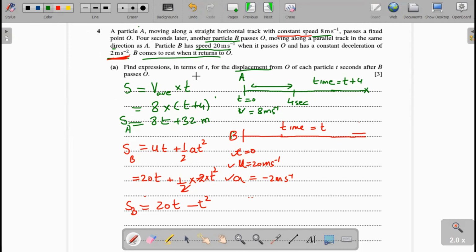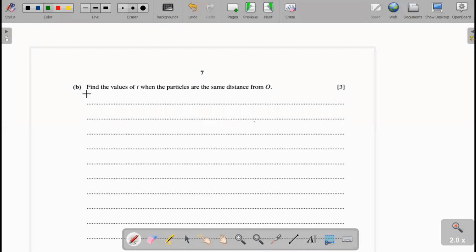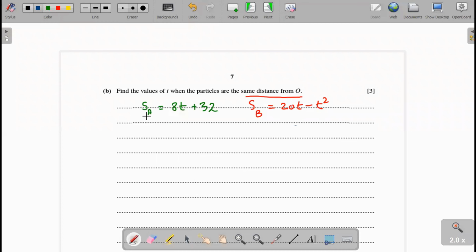Now, next part of this question. For particle B, find the values of t when the particles are the same distance from O. Now, we already calculated the distance of particle A and distance of particle B. The distance of particle A is 8t plus 32, and distance of particle B is 20t minus t square. We equalize both values. Now, we get SA will be equal to SB: 8t plus 32 equals 20t minus t square.